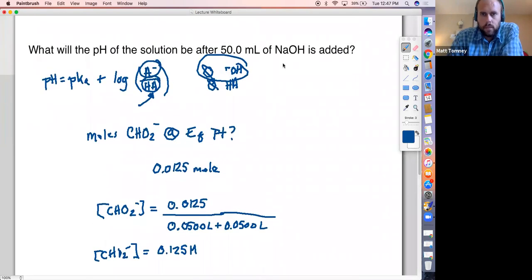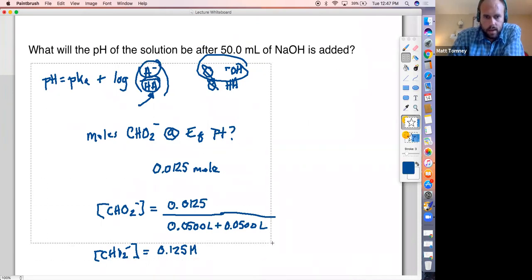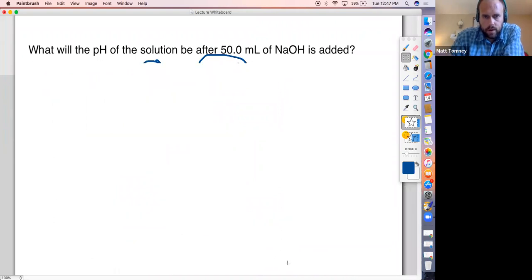All right. So what I'm going to do here is, give me 1 second because I am going to clear the board so that we have a little more room to work. Okay. And let's keep that concentration in mind, 0.125. So you want to have that marked down.